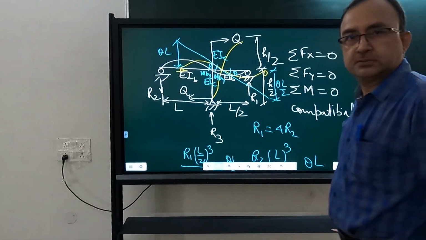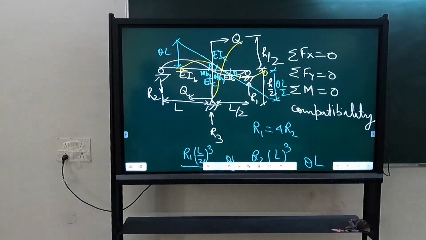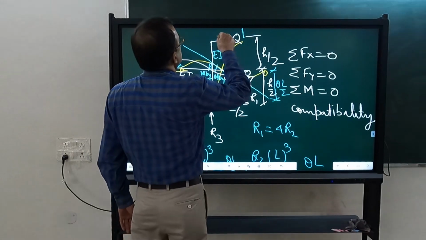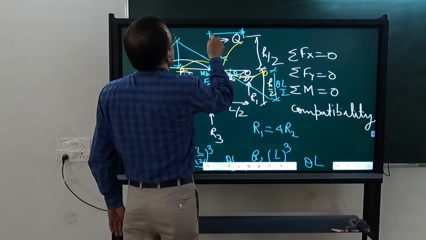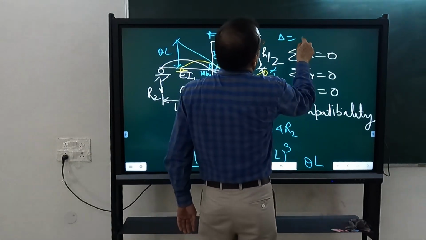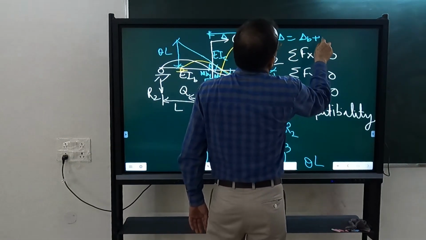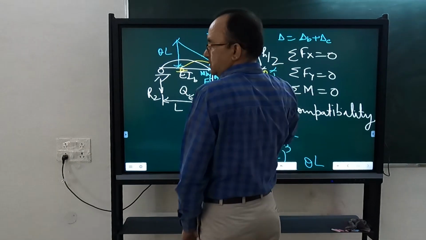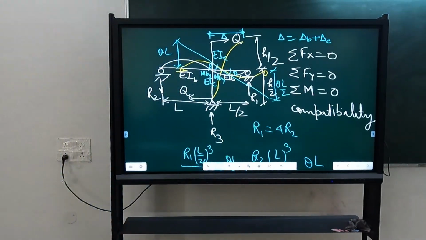We have to find the Q delta relationship at the top of the frame. This is delta. So Q versus this delta. And this delta, as we have done earlier, will be delta B plus delta C. So calculate delta B and delta C.